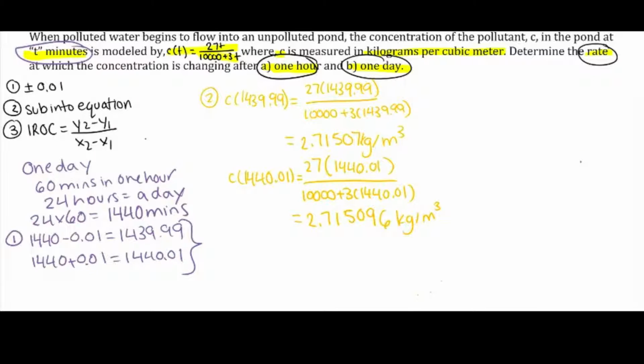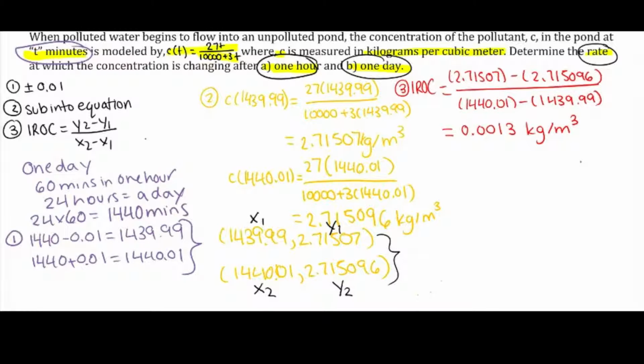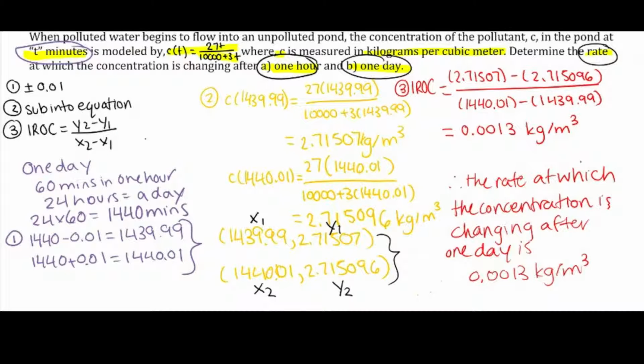Now let's put these into coordinate form so they are easier to plug into our IROC equation. By looking at these coordinates, we know that this is our x1 and y1, and this is our x2 and y2. Now let's sub these two coordinates into our IROC equation. You should end up getting the rate at which the concentration is changing after 1 day, which is 0.0013 kilograms per cubic meter. Lastly, we just have to write our therefore statement. Therefore, the rate at which the concentration is changing after 1 day is 0.0013 kilograms per cubic meter.